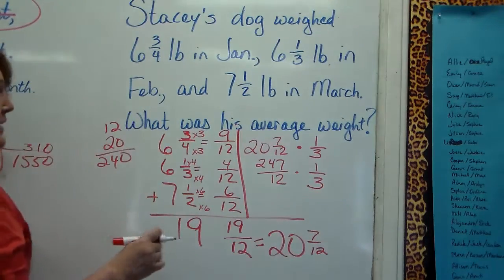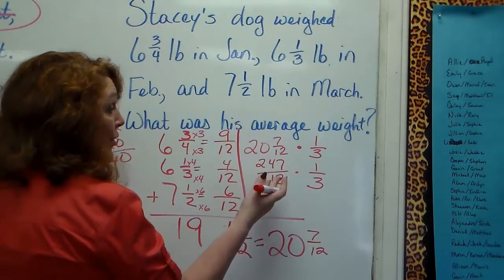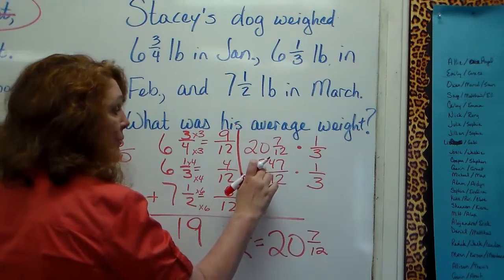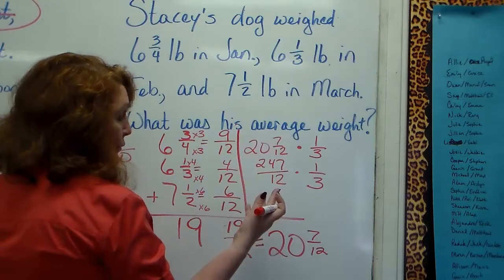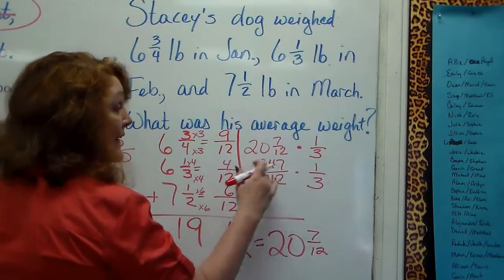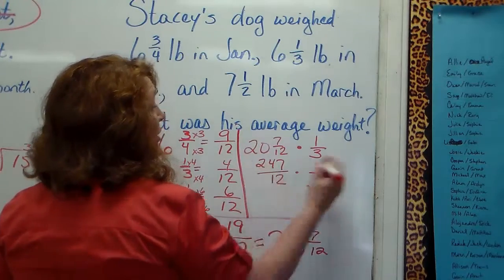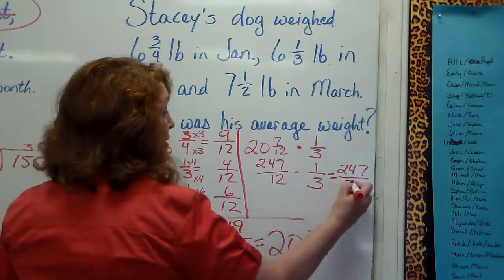Can I cross cancel? Well, let's see. 7 and 4 is 11, 12, 13. No. This is 13, this is 3. Then this number would have to be a multiple of 3. If it was 12 or 15, that would work. But this is not divisible by 3, which means I'm going to have to do this the long way. So 247 over 12 times 3 is 36.